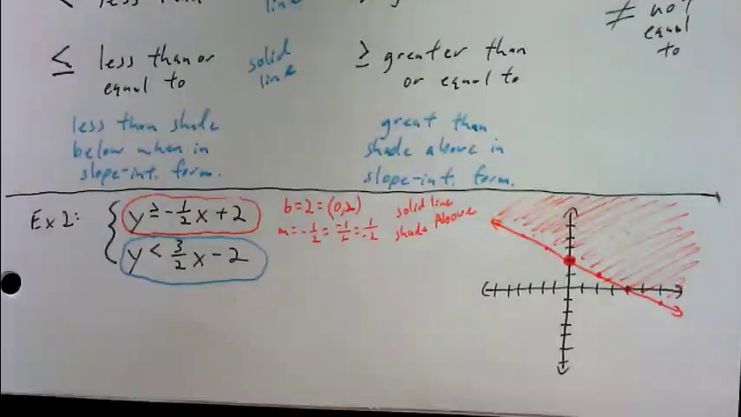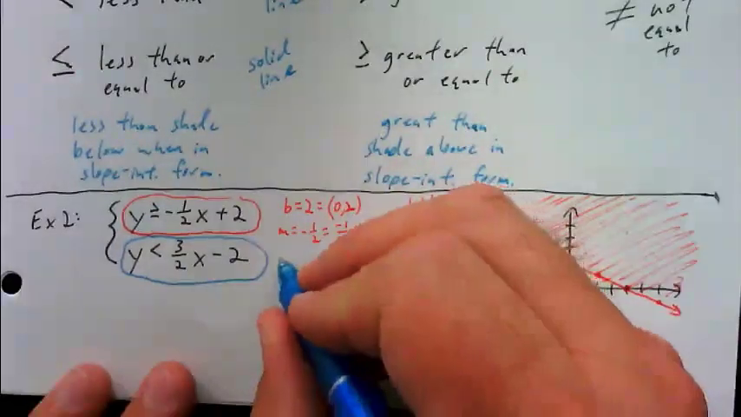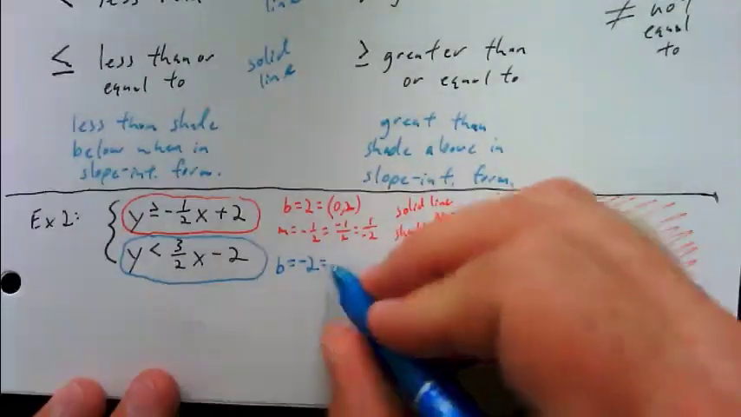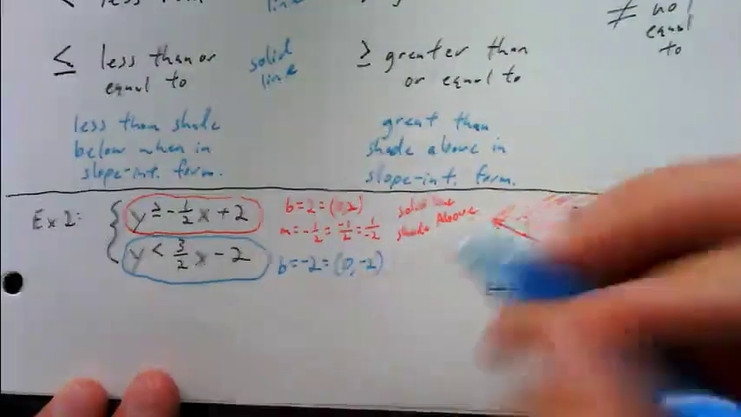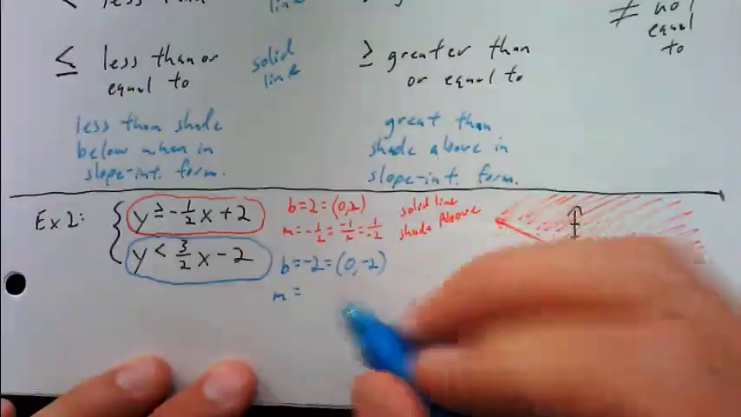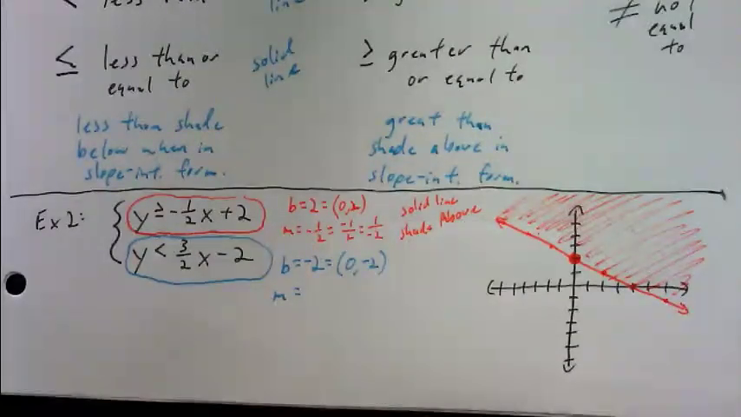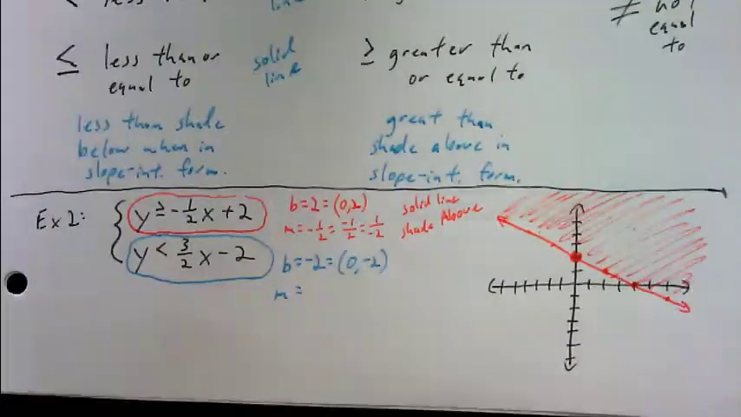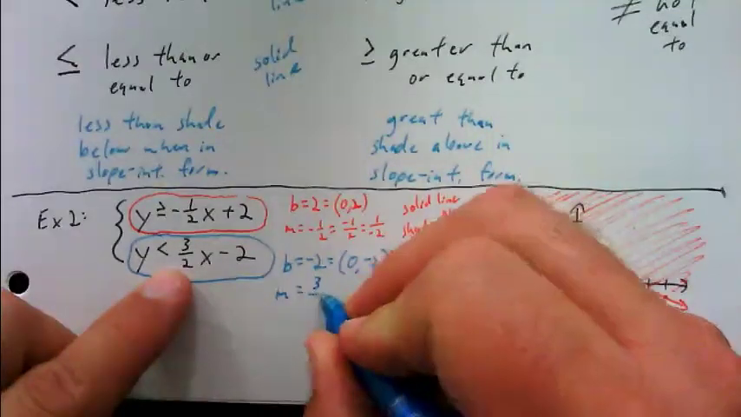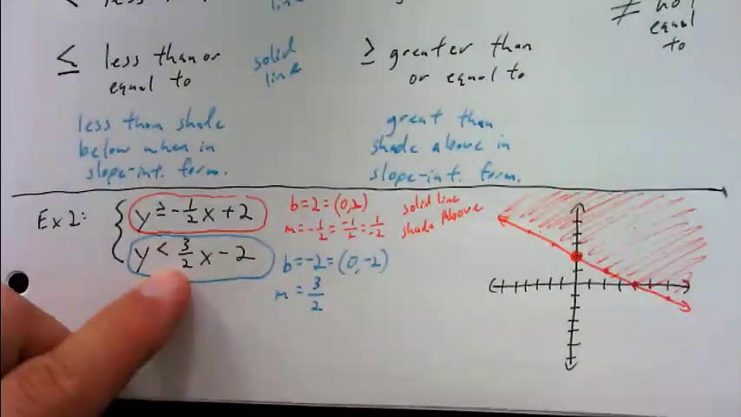Now, I got to do the same thing with that second one. So on the second one, what's my B value? Negative 2. So B equals negative 2, which again I could say that's the coordinate point 0, negative 2. What's my M? My slope. 3 over 2. Okay, yeah, 3 over 2.